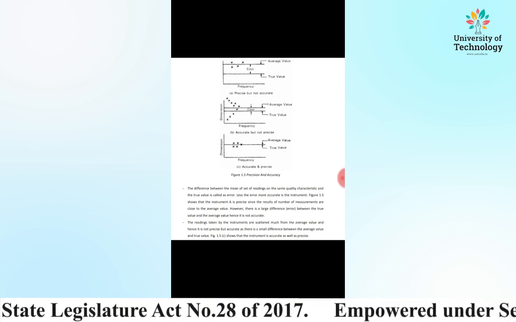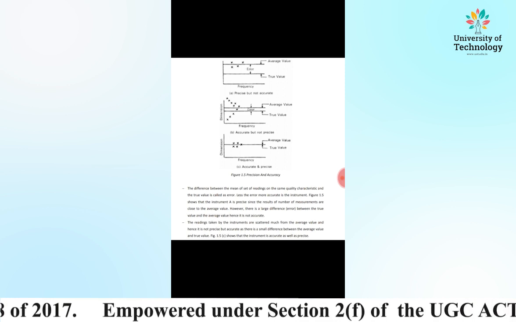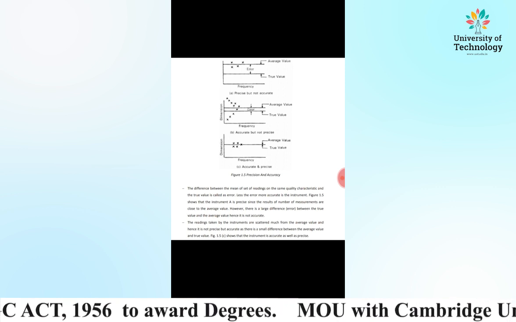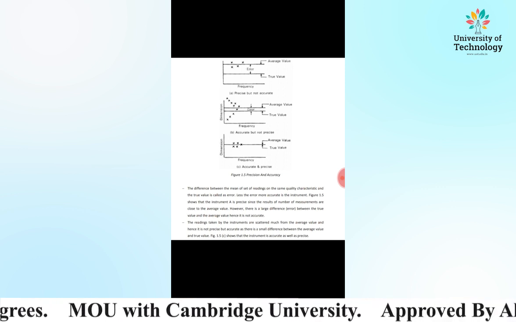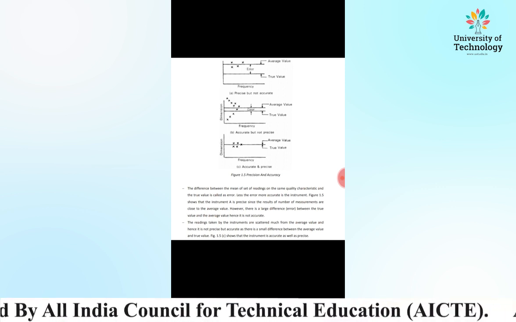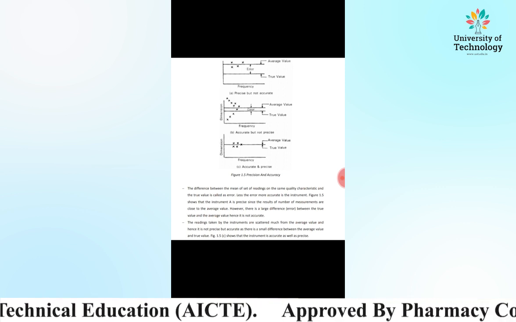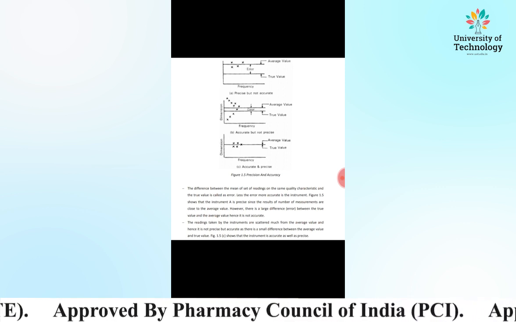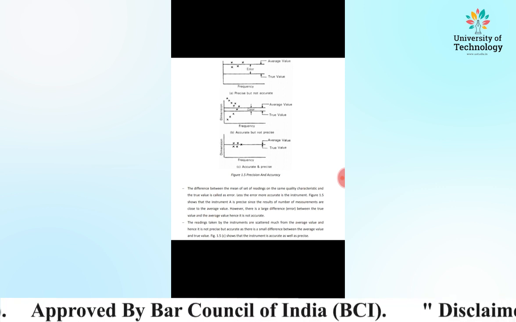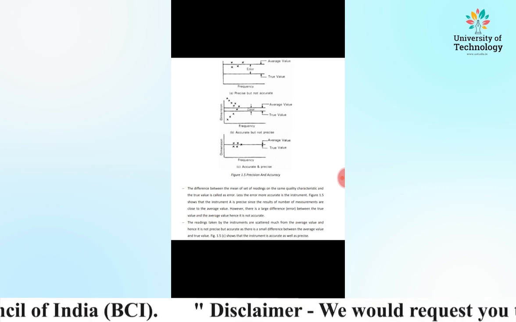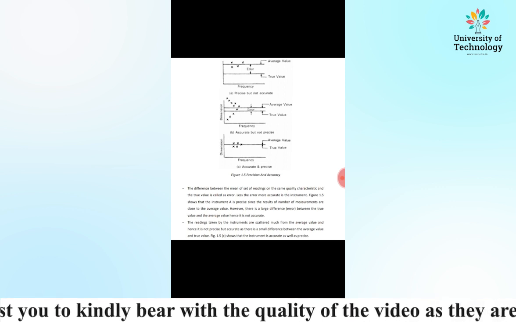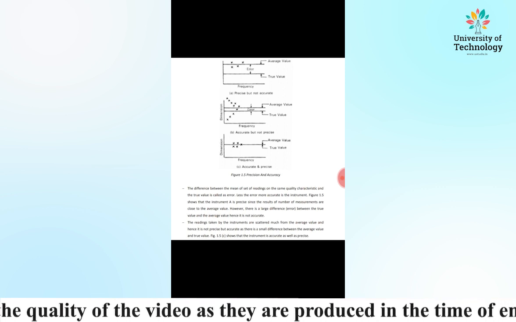The difference between the mean of a set of readings on the same quality characteristic and the true value is called error. The less the error, the more accurate is the instrument. The figure shows that instrument A is precise since the results of a number of measurements are close to the average value. However, there is a large difference, we can say error, between the true value and the average value, hence it is not accurate.